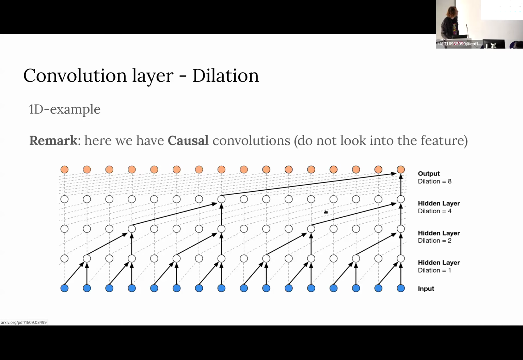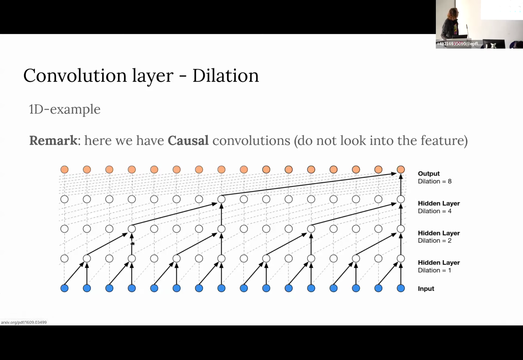So for example, here, there is no dilation on the first layer, but then there is dilation 2, so we skip one node and we go to another. Here is dilation 4, we skip 3 nodes, and here is dilation 8. And because of this dilation, this element has a very huge receptive field.